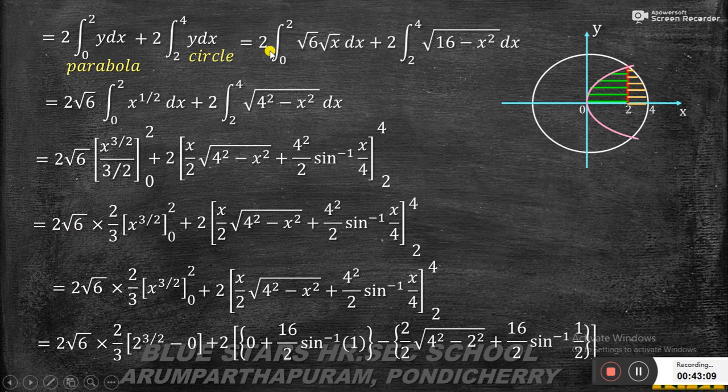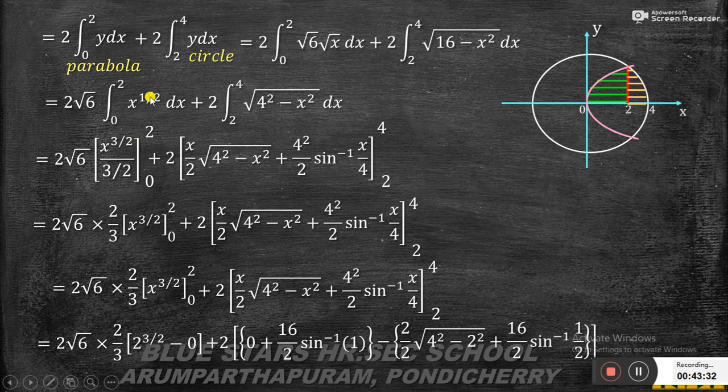So equal to, you see that 2 into integral 0 to 2 y means root 6 root x dx plus 2 into integral 2 to 4 square root of 16 minus x square dx. So you see here 2 into root 6, integral 0 to 2 x power 1 by 2 dx plus 2 into integral 2 to 4 square root of 4 square minus x square dx.